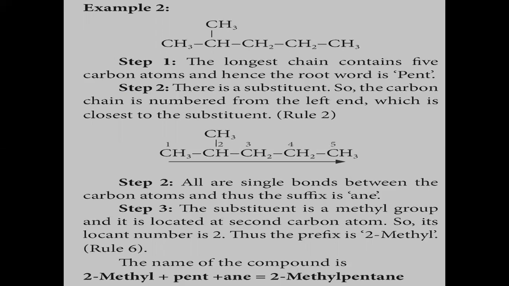Do you understand? First, what did we do? Chain. How many carbon atoms are present in the compound? There are totally 5 carbon atoms. Understood? 5 carbon atoms are present. So the root word is pent. Here there is no functional group, but there is a substituent. What substituent? CH3. On which carbon is the CH3? It is on the second carbon.